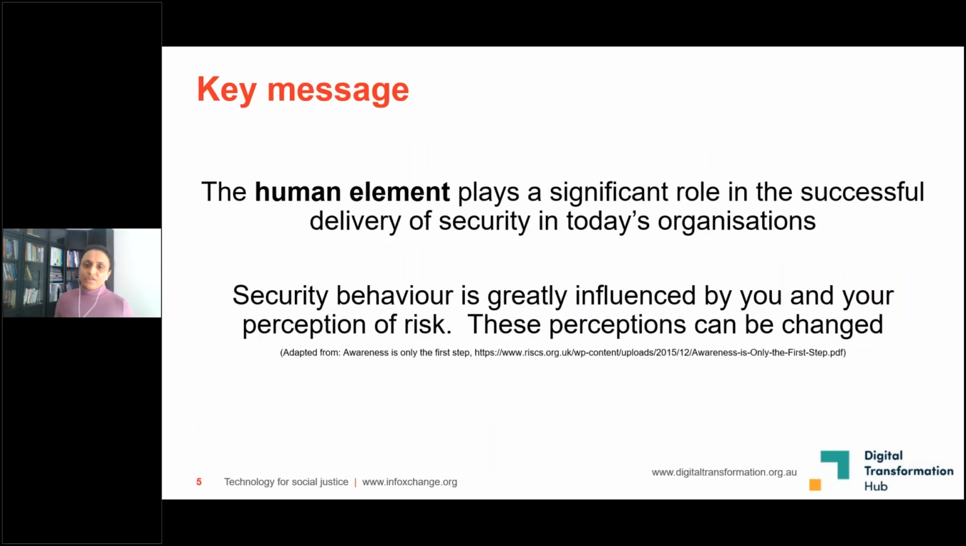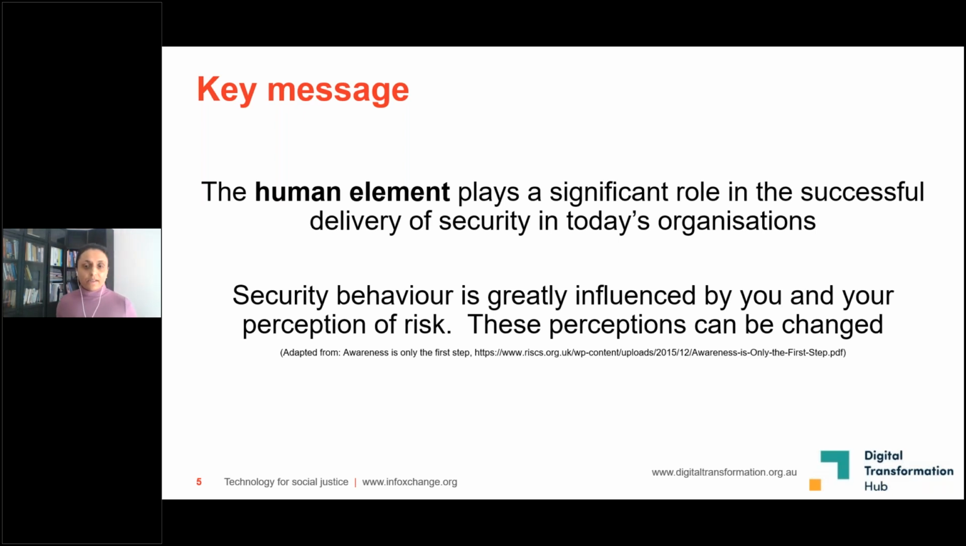A key message is that the human element is significant in the delivery of security in today's organizations. So the human element is that people component. For example, for staff to be aware of certain processes on how to securely share information or how to use technology securely by creating a good, strong password.